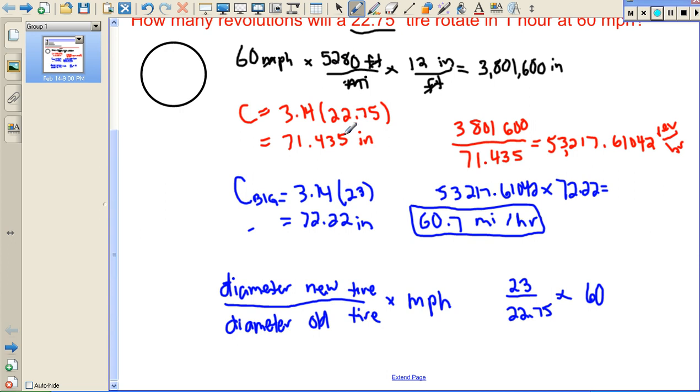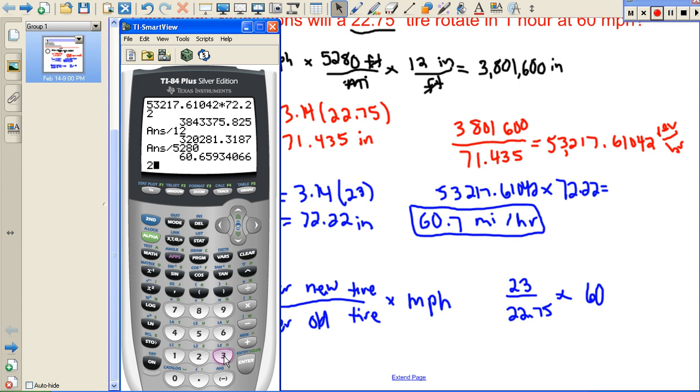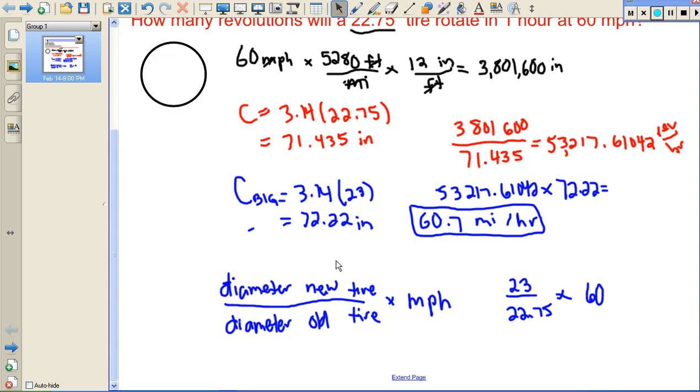I wanted to show you why up above though. So let's go back to our calculator. 23 divided by 22.75 times 60. And look at that, it's the exact same number here as it is down here. So your simple conversion, if you just want to remember a formula, would be this. It doesn't matter what the miles per hour or what the tire size changes are. This would be your formula for calculating the actual speed of your car if you change tire sizes.